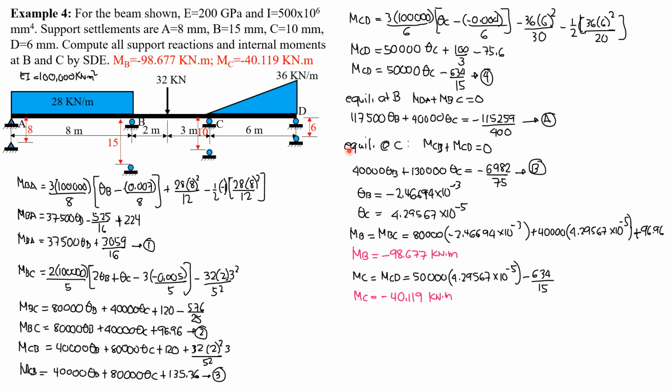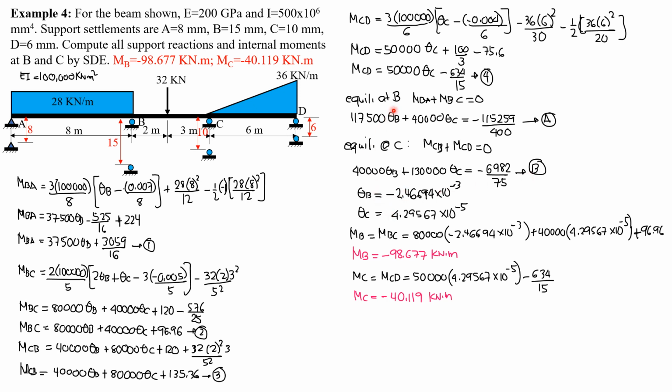Then we apply equilibrium at C, MCB plus MCD equals 0. So MCB, this equation 3 plus equation 4: 40,000 theta B plus 80,000 theta C plus 50,000 theta C is 130,000 theta C. Then transpose this to the right, negative 135.36, then plus 634 over 15. The combined value is negative 6982 over 75. Then we solve equations A and B simultaneously.